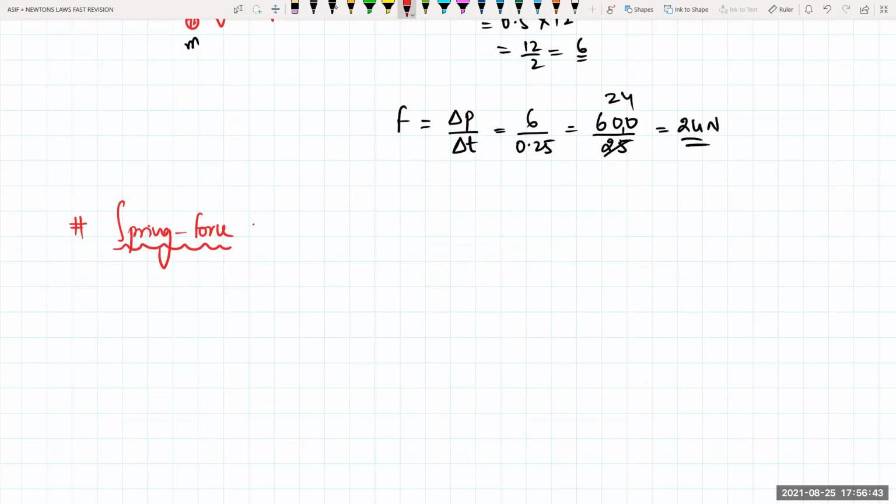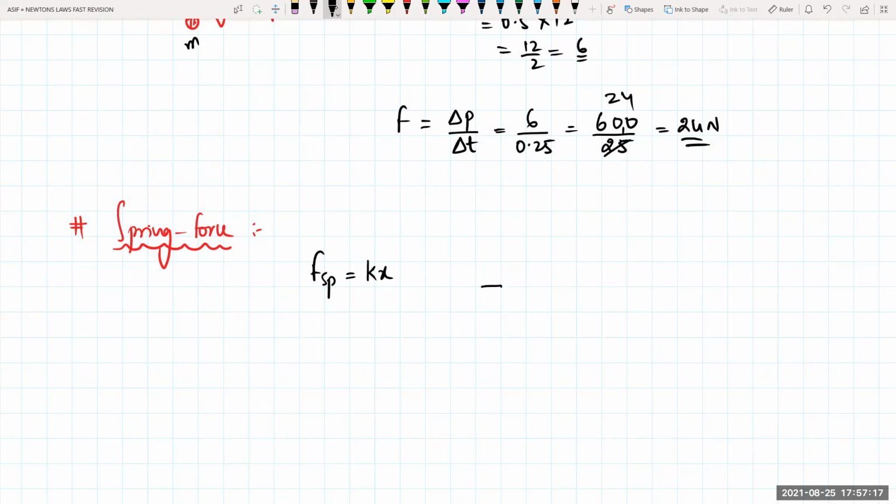Now you know that when a spring is stretched by a distance x from its equilibrium position, a restoring force acts in the backward direction. That means the spring force is always calculated by the formula F equals k into x. Here x is the extension, or compression, and k is the spring constant, provided the spring is massless.